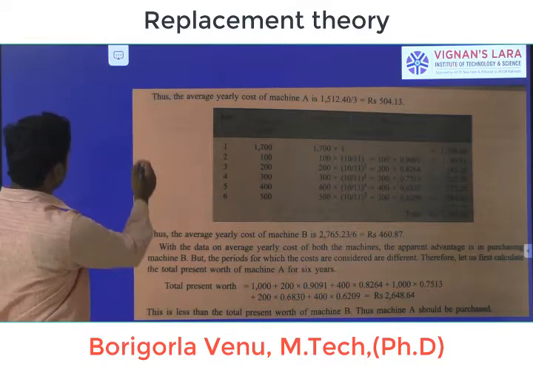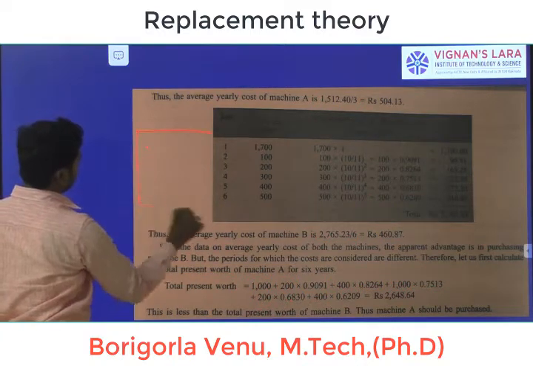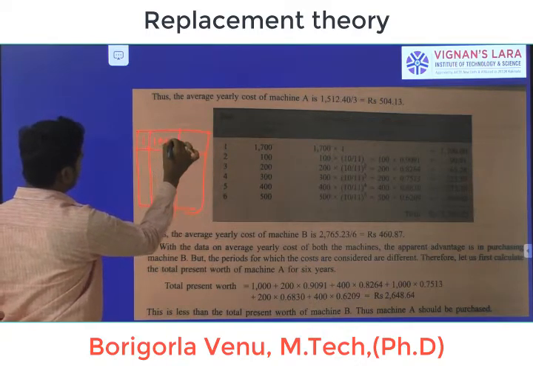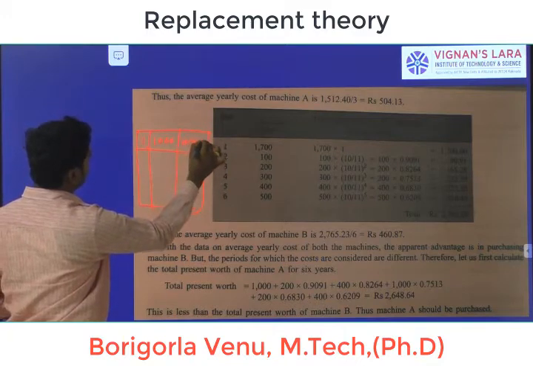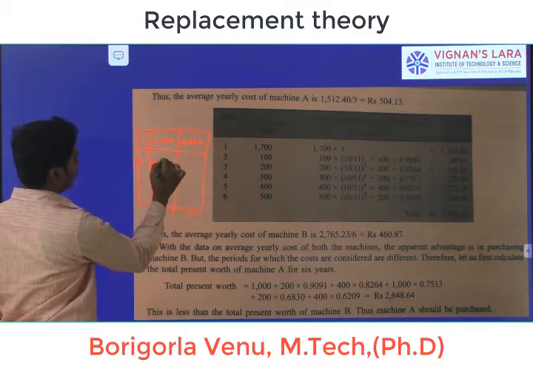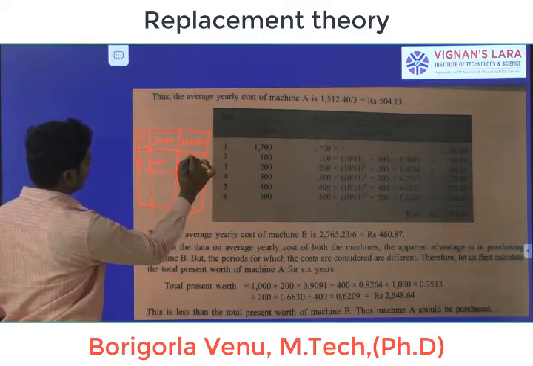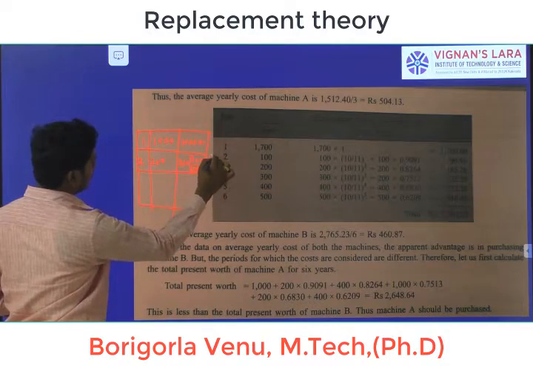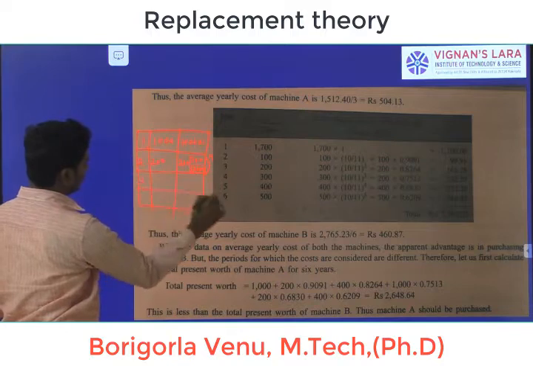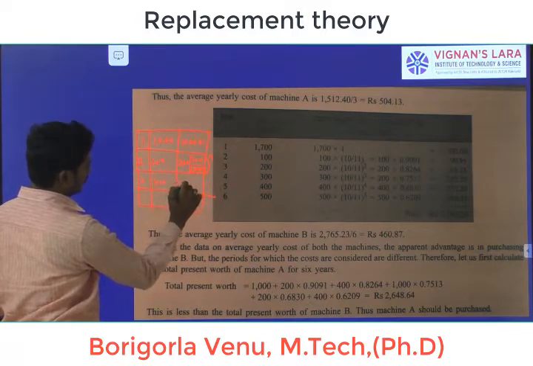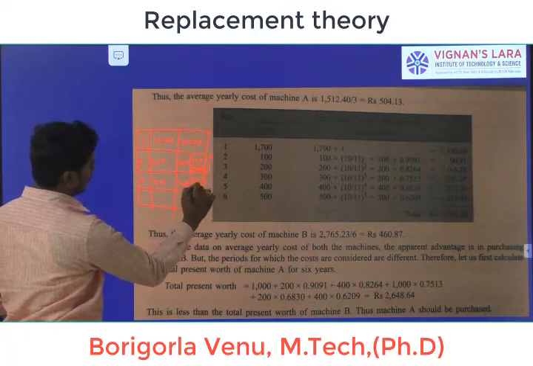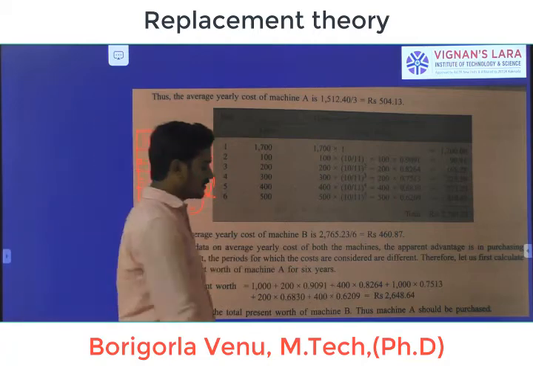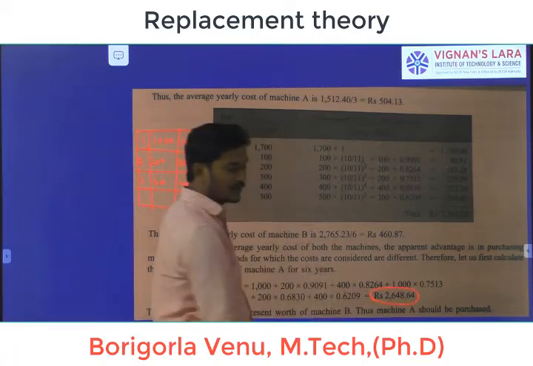For A I am calculating. Coming to the first year, we have 1000. So 1000 into 1 we are taken. Next second year, 200 is there. For this 200, we are going to add the worth factor 100 by 100 plus R power n. Next third year, 400 into 100 by 100 plus R power n. Like that, we are going to calculate 6 years. After 6 years, we get 2648.64.